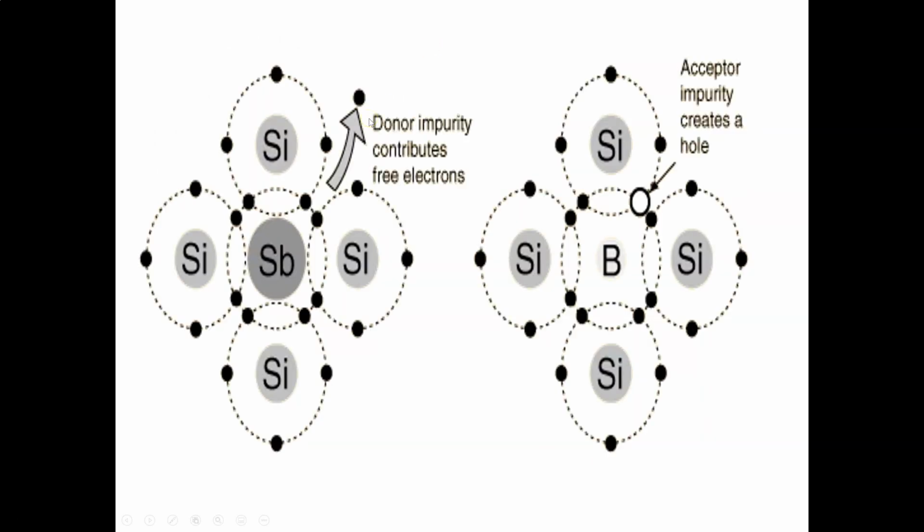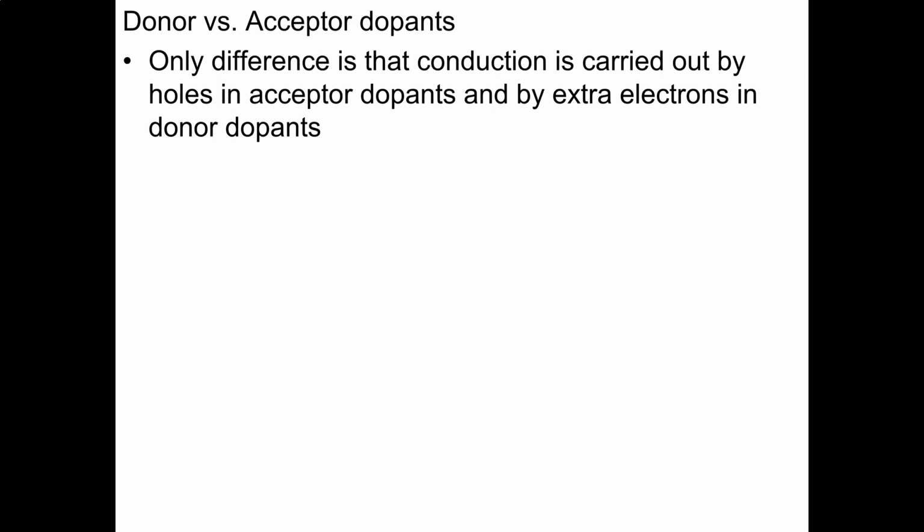In case you're wondering, for the example, you can see what's happening here, antimony and silicon: the donor impurity contributes extra electrons. In this case, you're doing something from 5A, and if you're doing something from 3A, you create a hole, and in both situations, you're allowing electrons to move more freely. So donor versus acceptor, the only difference is that the conduction is carried out by holes in acceptor dopants and by extra electrons in donor dopants.